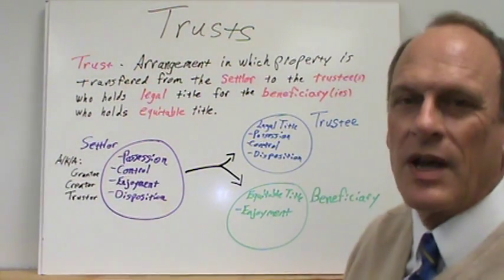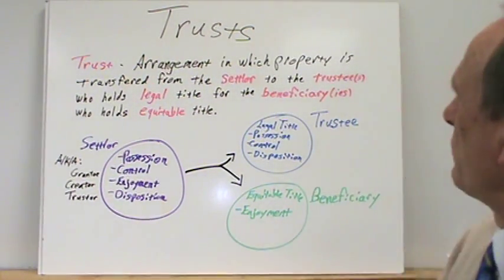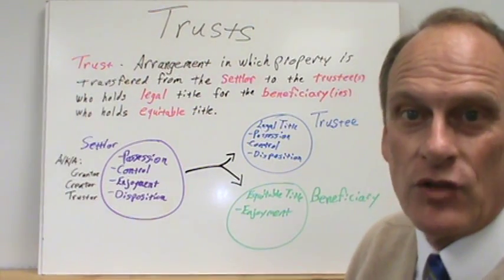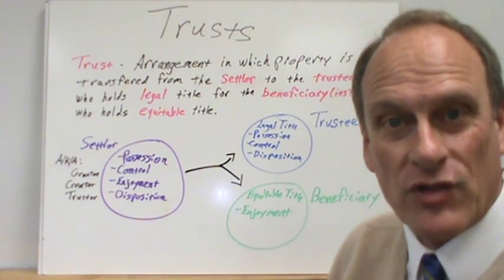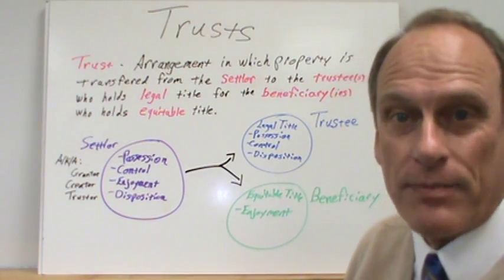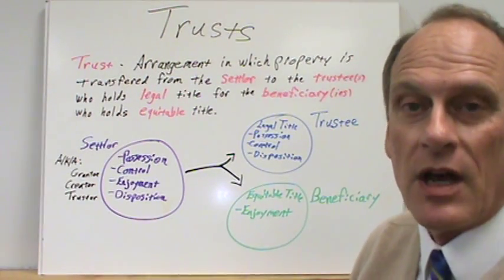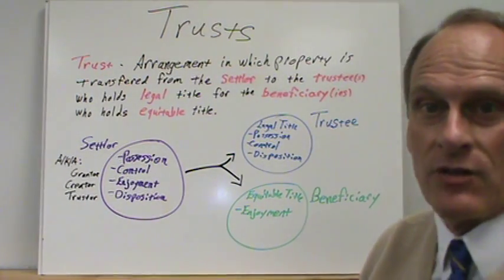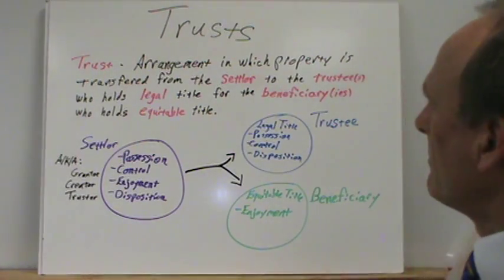Trust. A trust is an arrangement in which property is transferred from one person called the settlor to an individual called the trustee, who's going to hold that property for the benefit of yet another person or persons called the beneficiary. So let's break this down.